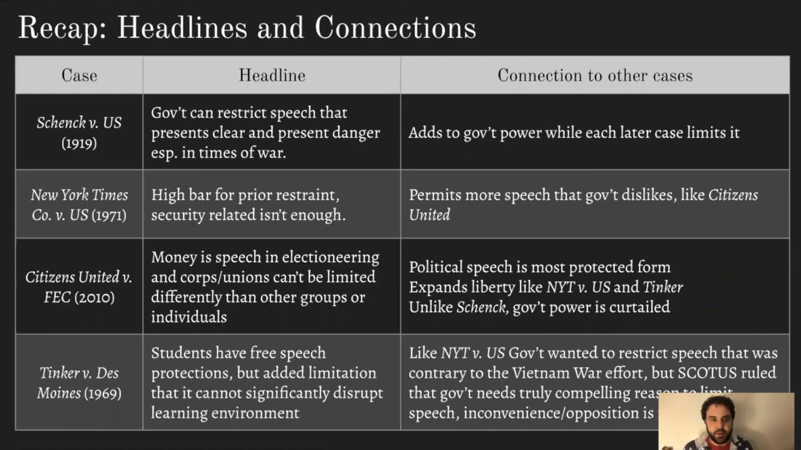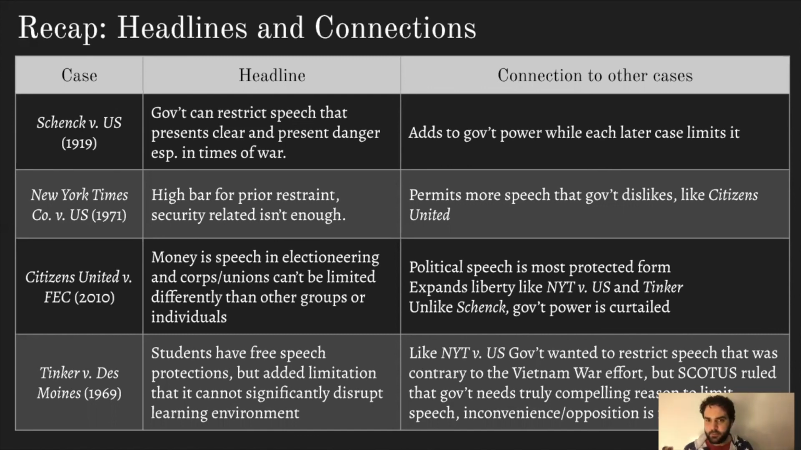So, Schenck v. US. The headline: the government can restrict speech that presents clear and present danger, especially in times of war. How is it connected to other cases? This case added to government power, while each of these later cases ended up limiting the government power in comparison to individual liberty. New York Times Company v. US. A high bar was set for prior restraint. Just being related to national security, that's not enough.